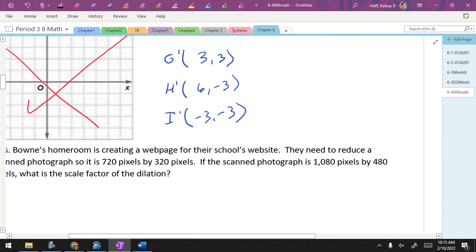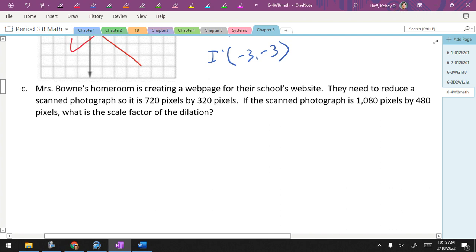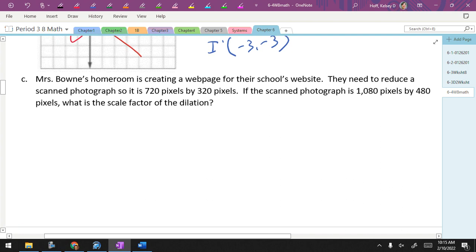Okay? The other part of what we're going to do: Mrs. Bowen's homeroom is creating a web page for the school's website. They need to reduce a scanned photograph so it's 720 pixels by 320 pixels. If the scanned photograph is 1080 pixels by 480 pixels, what is the scale factor? So this time we need to figure out, what do I need to multiply by to get my new size? There's a key word in there. Somebody tell me a key word that's going to make sure I can double check my answer is right. Reduce. If I'm making a reduction, what do you know about my scale factor?